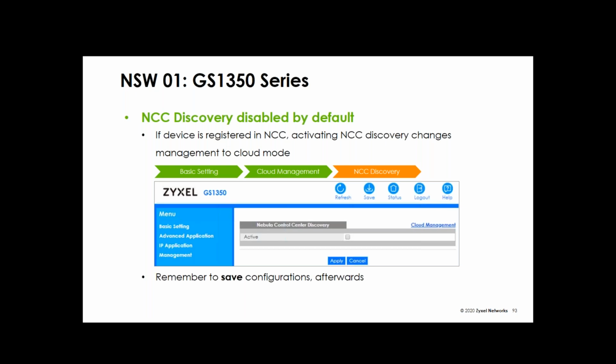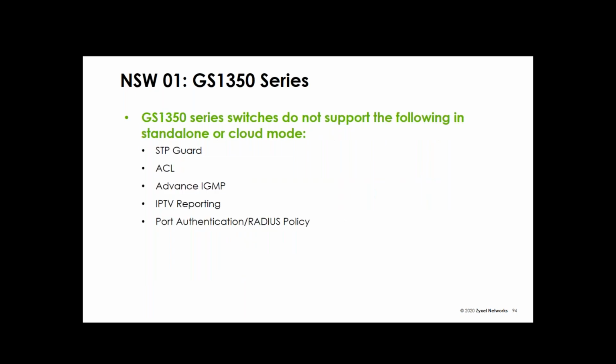Obviously the configuration will have to be put back in because you're now managing it via Nebula. So make a note of what the configuration is, register the serial number within Nebula, put the configuration into Nebula first of all if you like, and then bring it up having changed the active Nebula Control Center discovery to be yes or tick. There are certain features that this type of switch does not support, and that's spanning tree guard, access control lists, and IGMP, which is multicast TV type features. So that's the list of features that don't apply to these switches under Nebula.